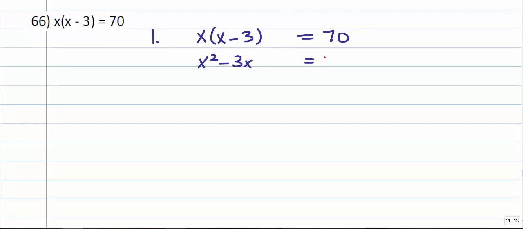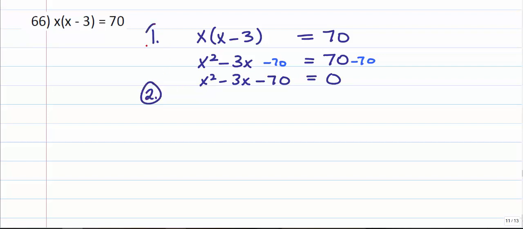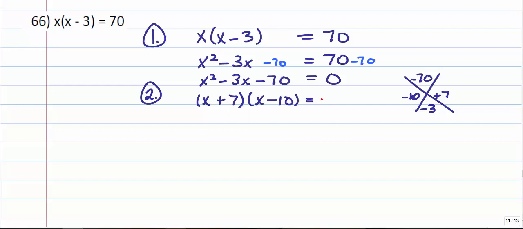x squared minus 3x equals 70. And then I would have said, okay, now that I have this, let me subtract 70 from both sides. And now I've got x squared minus 3x minus 70 equals 0. So now I'm at my second step. I'm looking for two numbers that multiply to negative 70 and add up to negative 3. With much thought, I would think negative 10 and positive 7 would do the trick. I did that backwards: x plus 7, x minus 10.